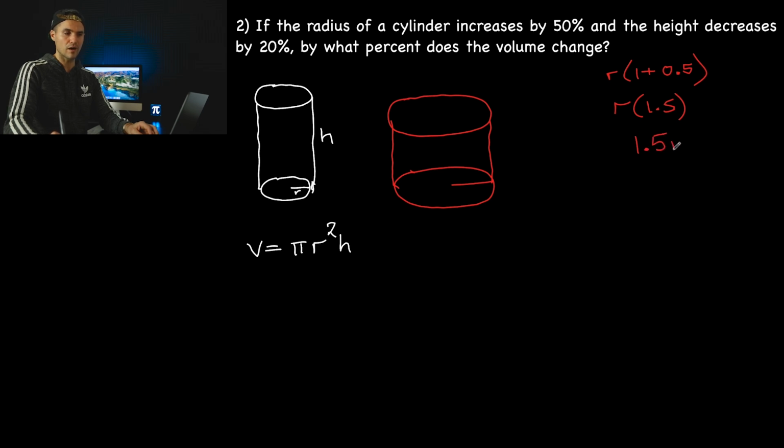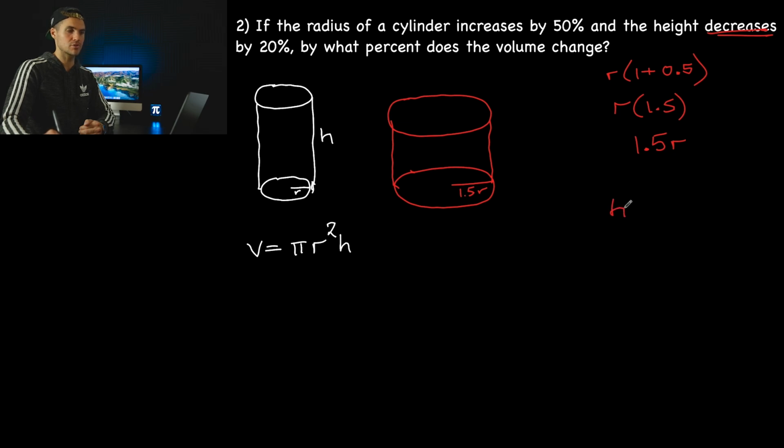So it's 1.5 r. Okay, so if we have a radius of r and we increase it by 50%, we're multiplying it by 1.5. All right, so that's going to be the new radius there. Now, what about the height? Notice the height is decreasing by 20%.